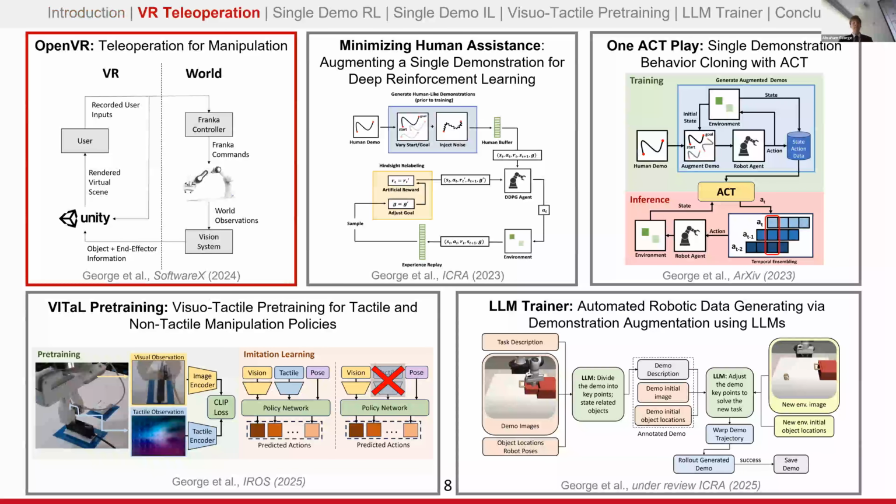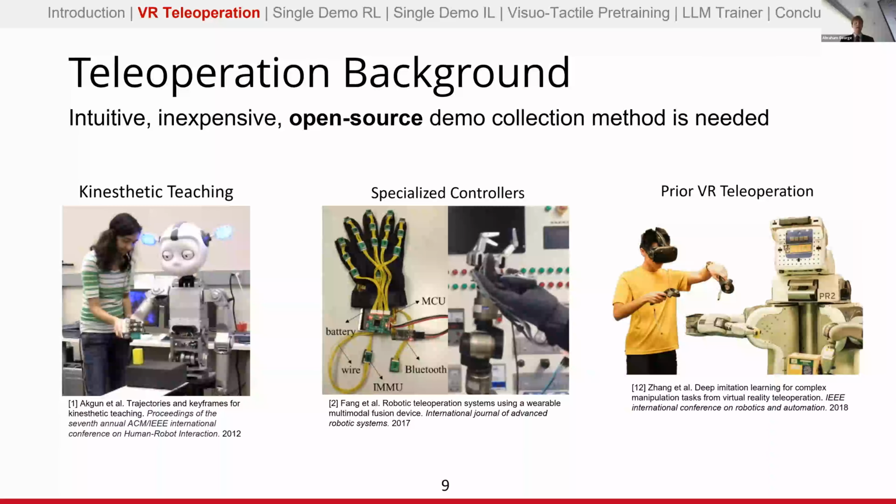And I'm going to begin by talking about OpenVR, my work on teleoperation for manipulation. So some background on teleoperation. The goal of teleoperation is to create an intuitive, inexpensive, and open source demo collection method in order to collect the demonstrations to train the agents. This is why this is the first work I'm presenting, because this is the method I used to collect the demonstrations for the rest of the projects I did.